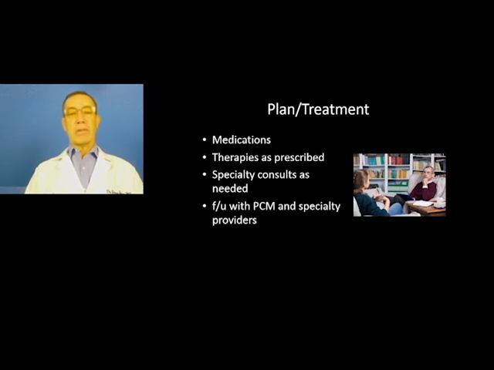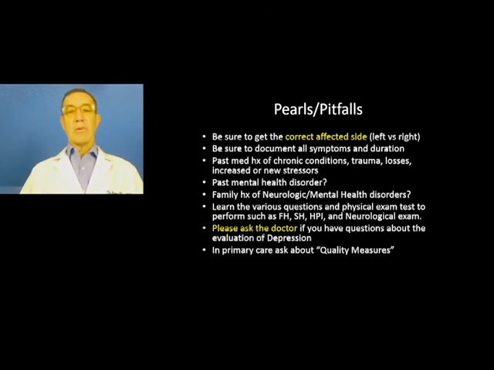Plan and treatment: you can use medications. There may be therapies as prescribed, specialty consultation, as well as primary care follow-up or specialty follow-up. Some pearls or pitfalls: if there is any laterality, left or right, things that are affected that need to be documented, be sure to document all symptoms and duration, past medical history of chronic illnesses, trauma, losses, past mental health disorders. Do they have a family history of neurologic mental health disorders?